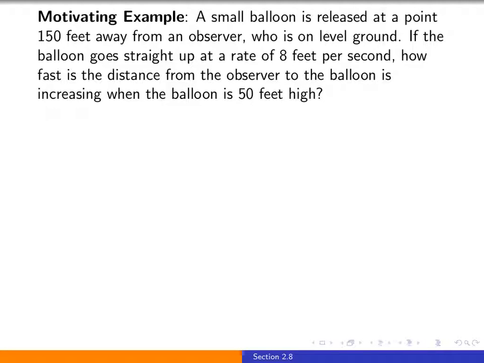In this video, we will introduce the concept of a related rates problem. So let's start off with the following motivating example.